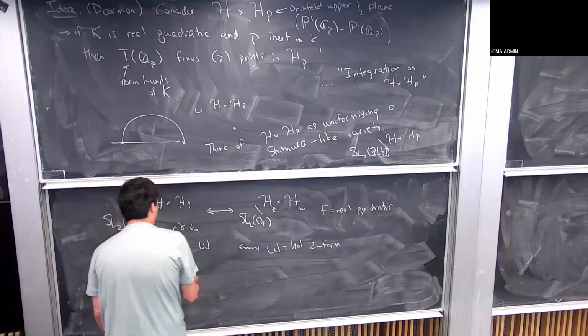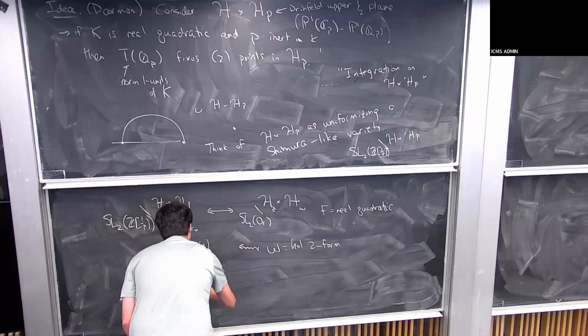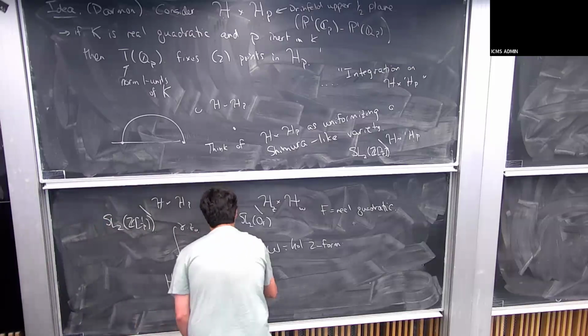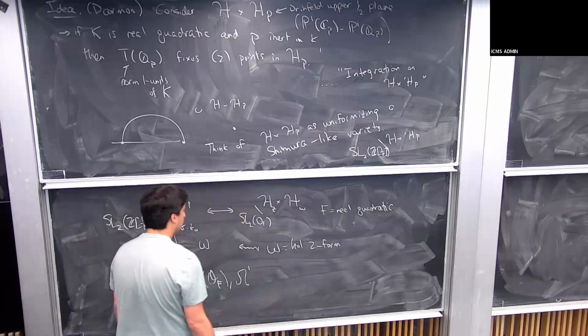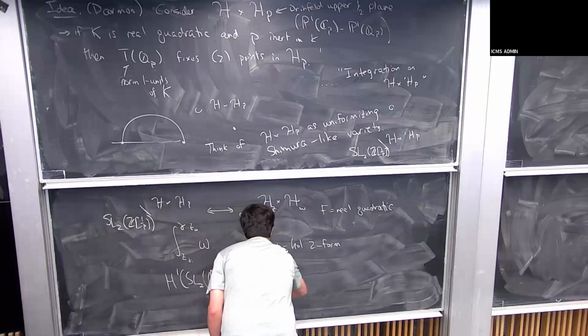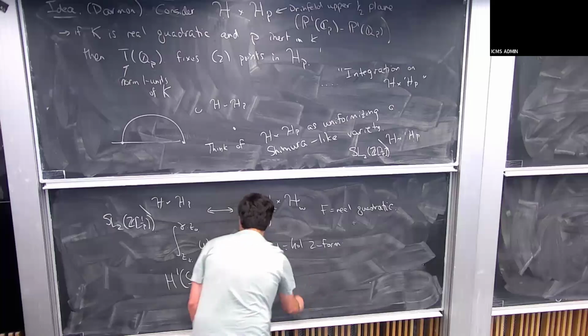And when you do that, the result is you get a cocycle for the group SL2OF valued in holomorphic 1-forms on the second copy of the upper half plane. I'll call that HW.